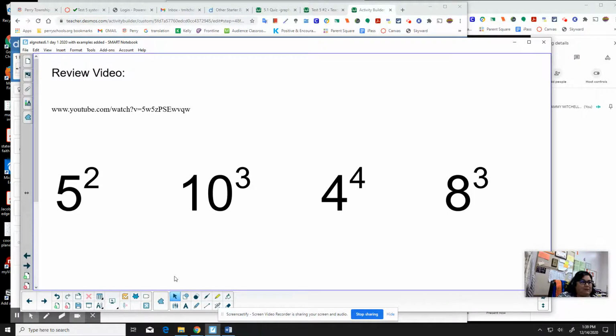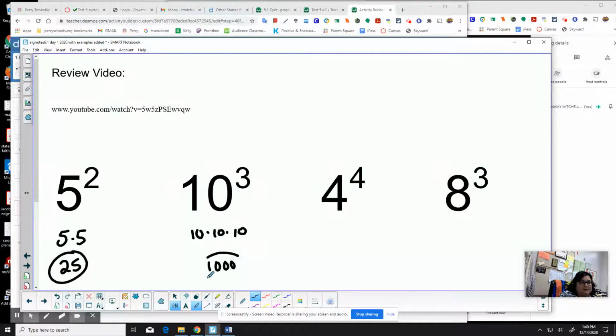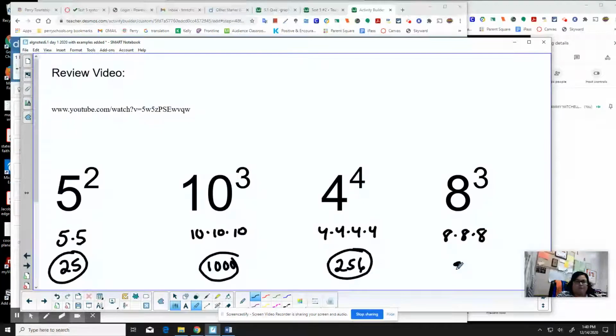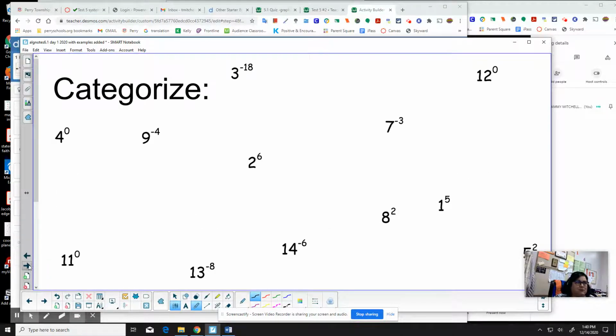So 5 to the second power would be 5 times 5, which equals 25. And 10 to the third is 10 times 10 times 10, which is 1,000, a 1 with 3 zeros. 4 to the fourth power means 4 times 4 times 4 times 4, which is 256. And 8 to the third power, 8 times 8, that's 64 times 8. I don't know what that is. Let's see. 512. And you're welcome to use a calculator here. That's totally fine, as long as you understand exponents are repeated multiplication.